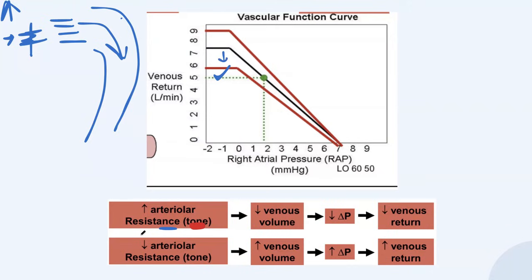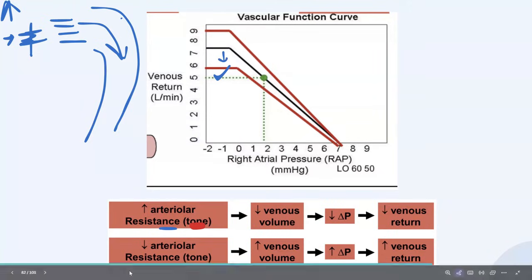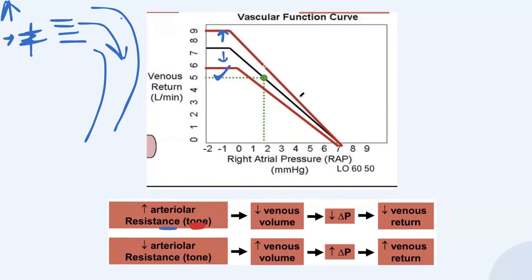However, if you have a decreased arteriolar resistance, which means that arterioles are going to expand, that means you're going to allow the blood to come from the arteries into the arterioles, into the capillaries, and into the veins. That means the venous volume is going to increase. That means venous return is also going to increase. So you're going to have an upward displacement of the curve.